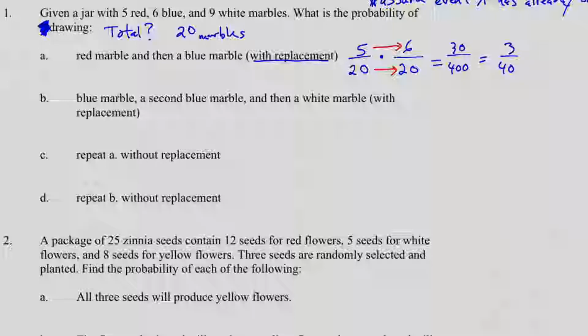3 over 40. If I didn't have this, I can reduce the 30 over 400 by dividing by 10. So you can do it like this, but you don't really have to waste your time doing that. That's up to you. Now, what if you don't have a nice calculator that does the fraction stuff?